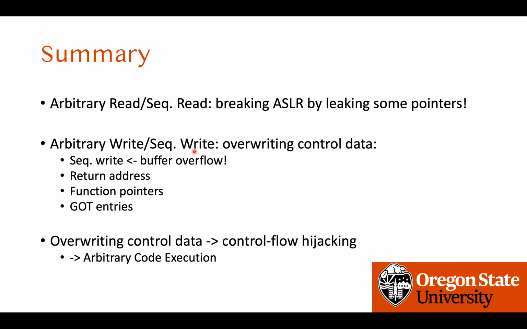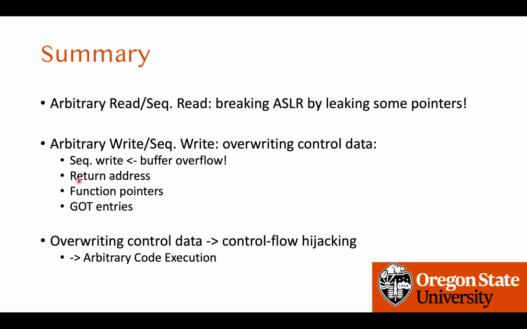So in summary, using arbitrary read, sequential read, and arbitrary write, we can break ASLR by leaking some pointers, because the relative offset within a certain memory region is fixed. And with arbitrary write or sequential write, we can directly overwrite the return address, function pointers, and GOT entries, which lets us achieve control flow hijacking, overwriting the control data.